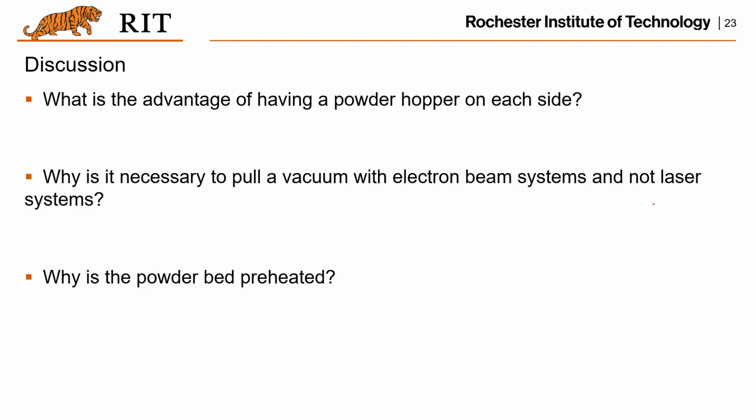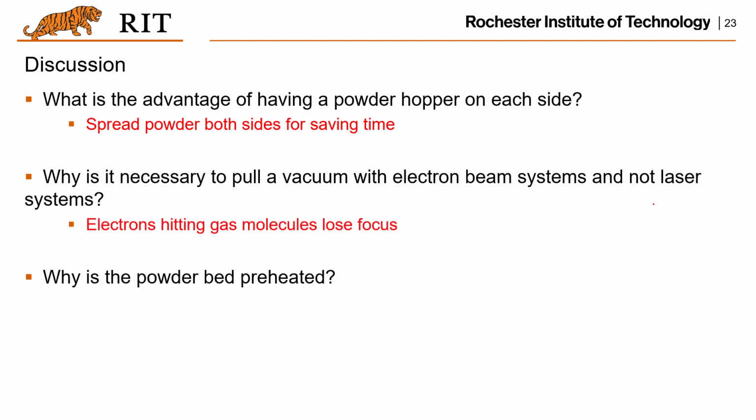So what's the advantage of having such a powder spreading mechanism? Because it would allow the spreading of the powder from both sides for saving time. Another thing is why there's a necessity to pull a vacuum with the electron beam system and not the laser system. That is because for the electron beam system, if there's air or gases there, the electrons will hit the gas molecules and lose focus on the surface of the powder bed.